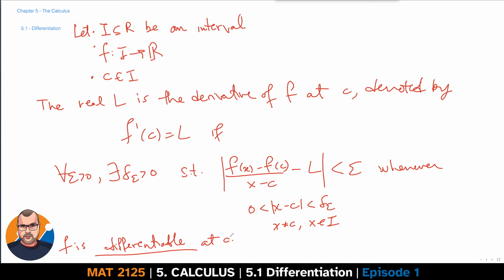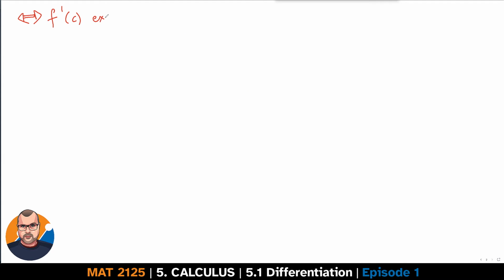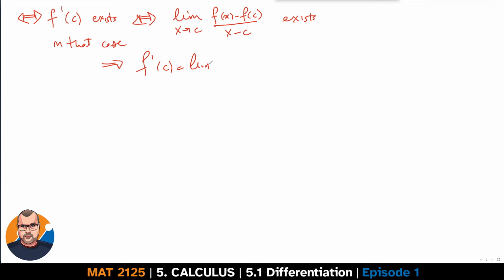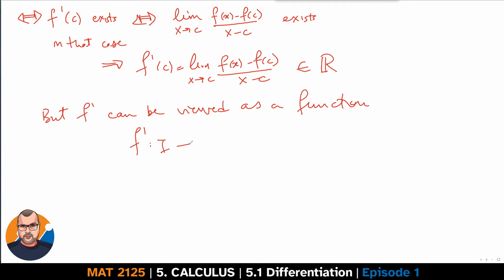Well, what this really says is that the derivative exists if and only if this limit exists. And if that's the case, then the derivative is the value of the limit. If it does exist, f prime at c, the derivative of f at c, is a number, but we can also choose to view f prime as a function. Basically, the function f prime goes from I to R and to every value x in I, it associates the value f prime at x given by this procedure. That's a function of x.